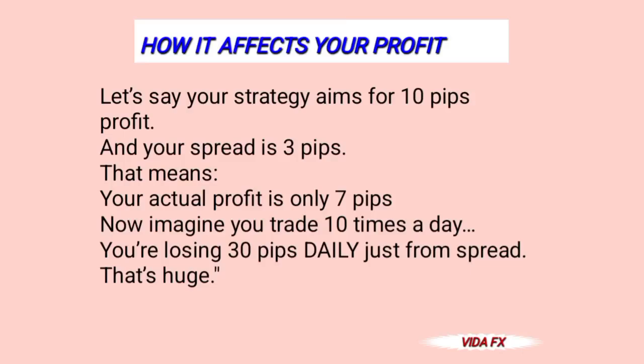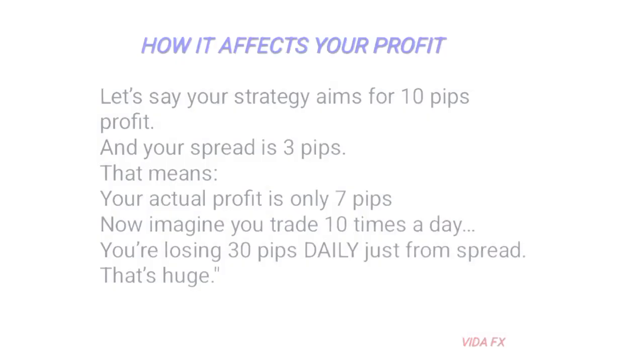Now imagine you take 10 trades in a day, you open 10 positions in a day. You're losing 30 pips daily just from spread, and that is huge. And let's say each pip, based on the lot size you're trading, is $5 or $2. Now $2 times 30 pips is already $60 in loss for no reason. And there are times when the spread could be more, depending on what time or what pair you're trading.